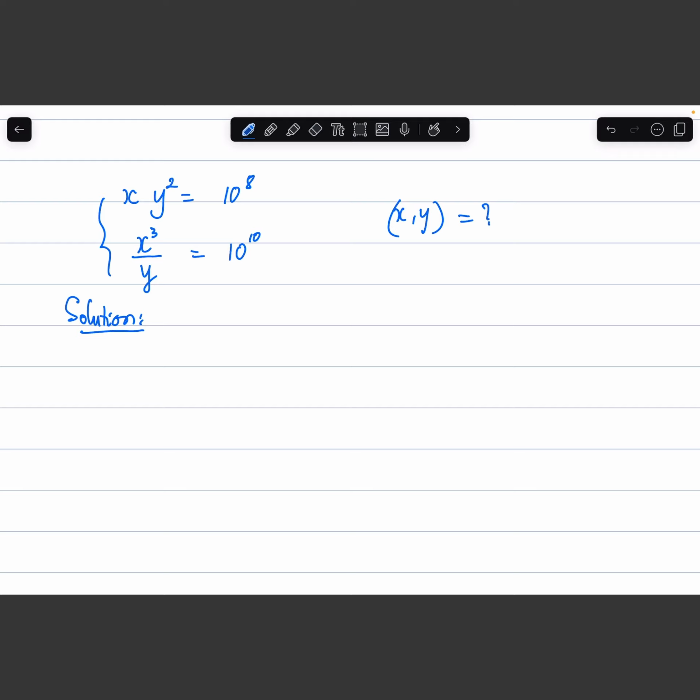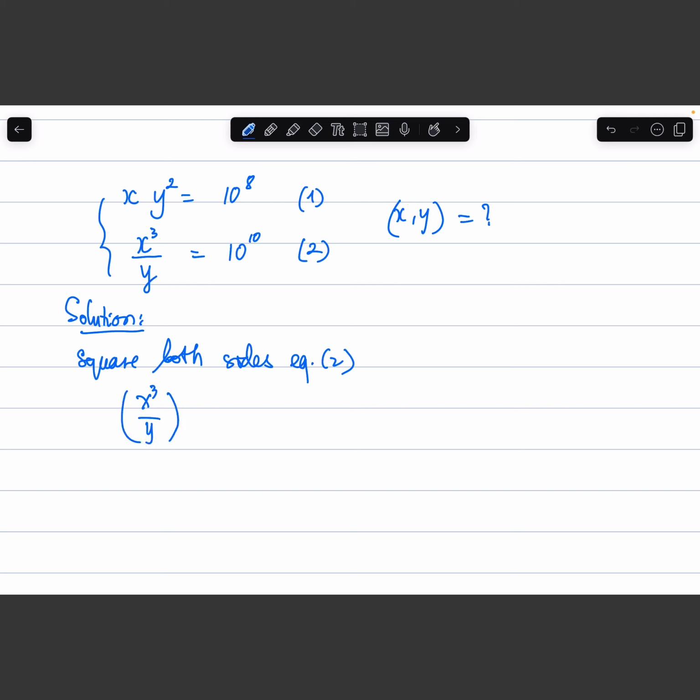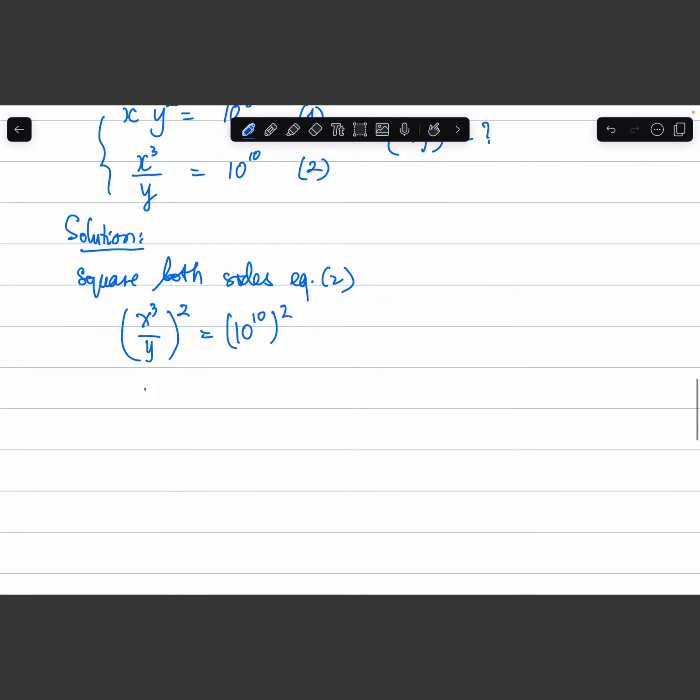Okay, let's work together. Let's call the first equation 1 and the second equation 2. So we would like to square both sides of equation 2. Then we would have x cubed over y, squared, equals 10 to the power 10, squared. This would give the equation x to the power 6 over y squared equals 10 to the power 20.